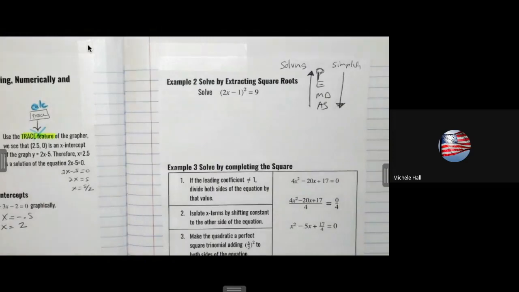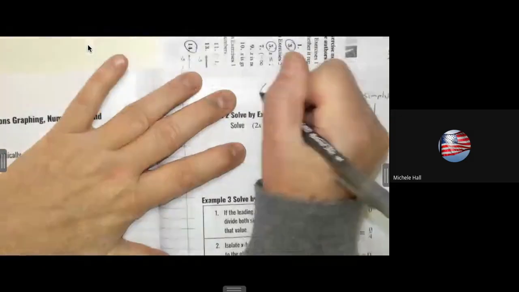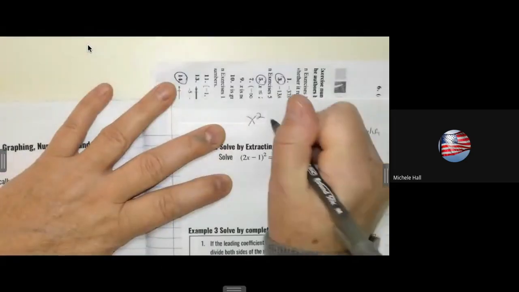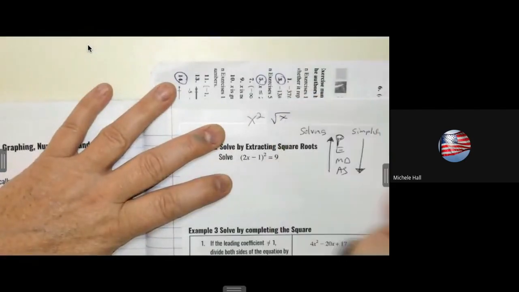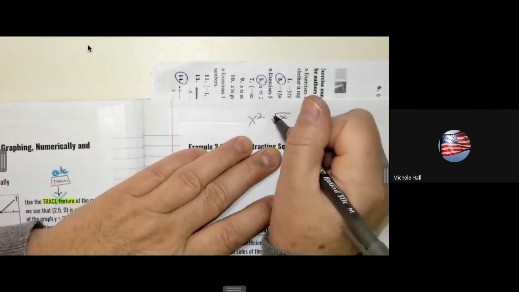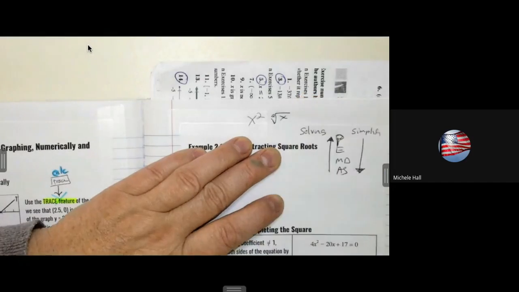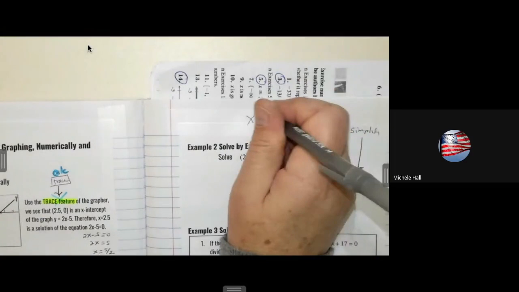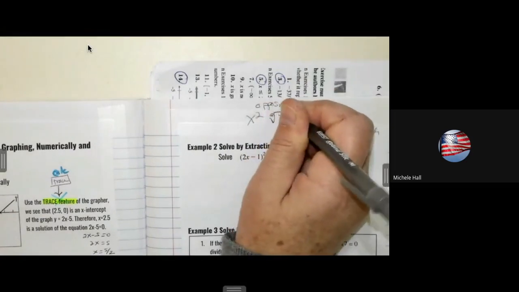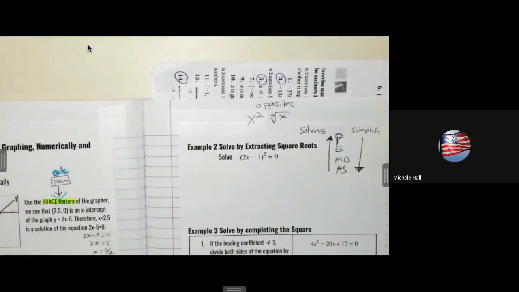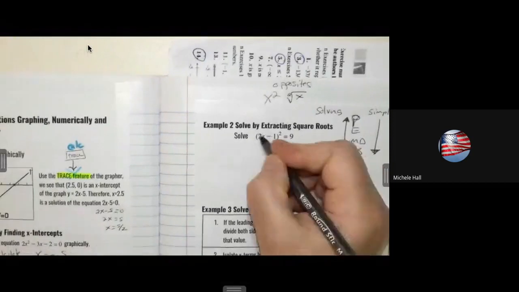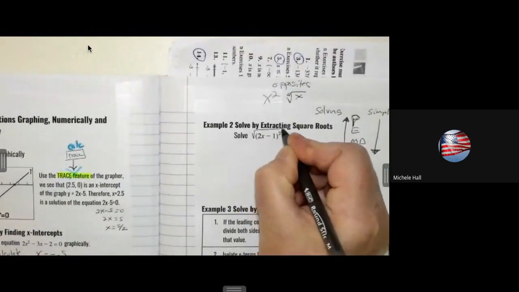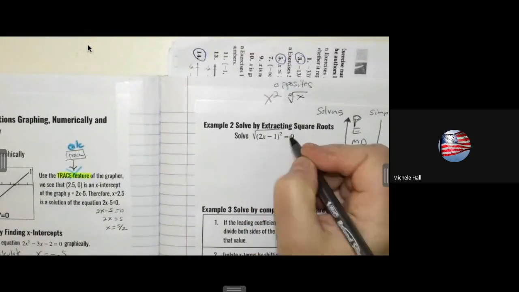What's the opposite of squaring? Square rooting. Square and square roots are opposites of each other. Remember, there's a 2 right here because it's a square root. So a square root undoes a square, and a square undoes a square root. So we have to square root this side, and then we have to square root this side.